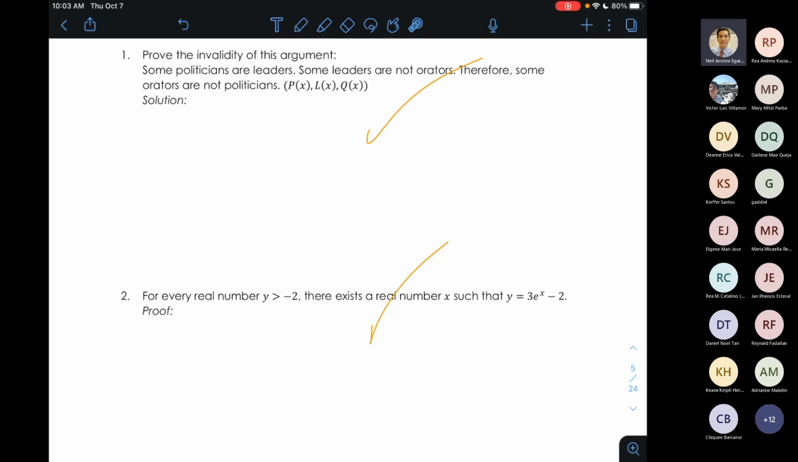Ang usapan natin sa validity ng argument, valid yung argument na quantified kapag valid siya sa lahat ng posibleng universe. So pag nakapagpakita ka ng isang universe kung saan siya invalid o isang model kung saan siya ay invalid, invalid na siya automatically.